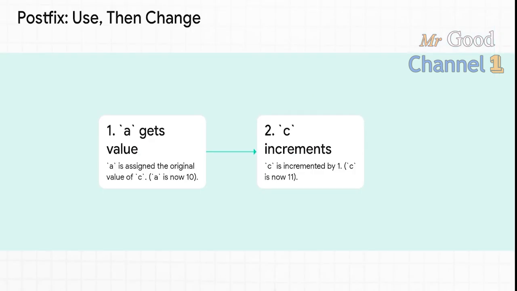So let's break down postfix with an example. If we have a = c++, JavaScript first looks at c and sees its value is 10. It assigns that original value to a, so a is now 10. After that whole operation is finished, it goes back and increments c to 11. It's a use, then change process.